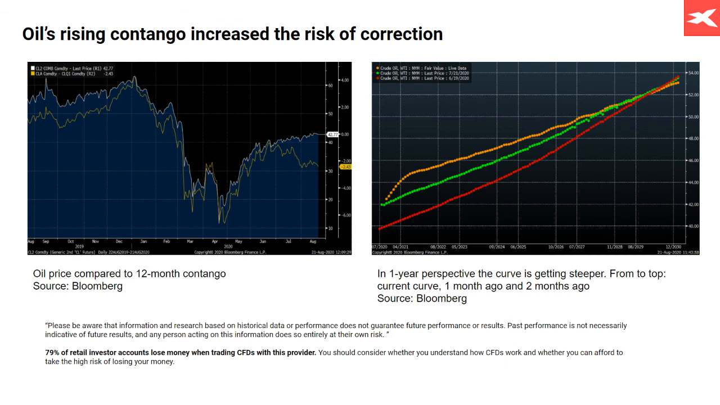So the difference between the spot price and the future price increases the risk of correction. You can see here the oil price compared to the 12-month contango, how it's widening the gap. And in a 1 year perspective, the curve is getting steeper. You can see from top to bottom, current curve, 1 month ago, 2 months ago. And you can see that it's getting steeper and steeper.